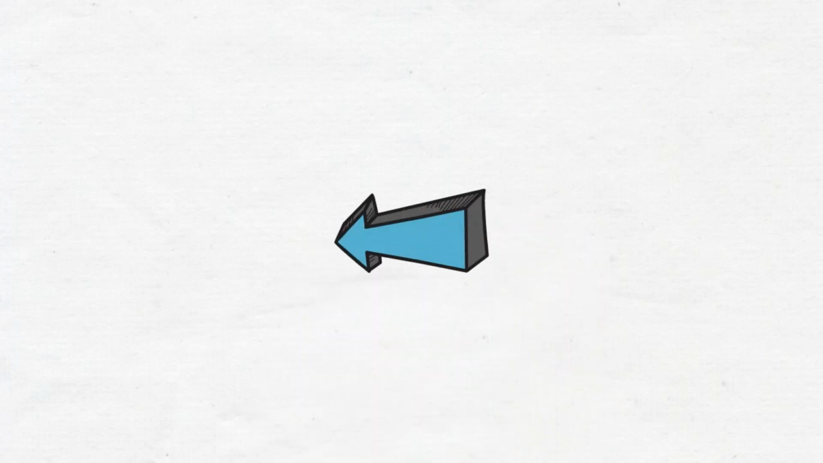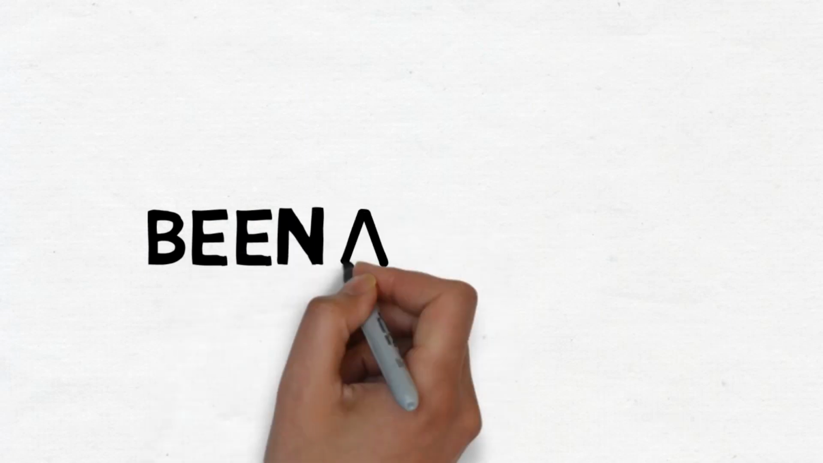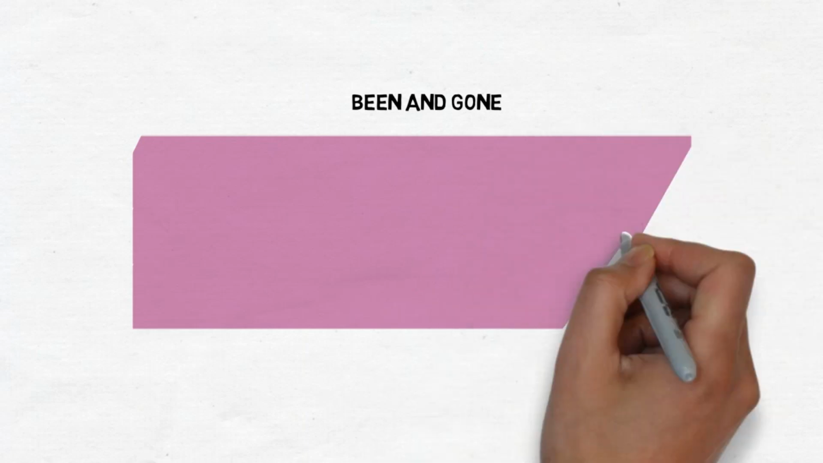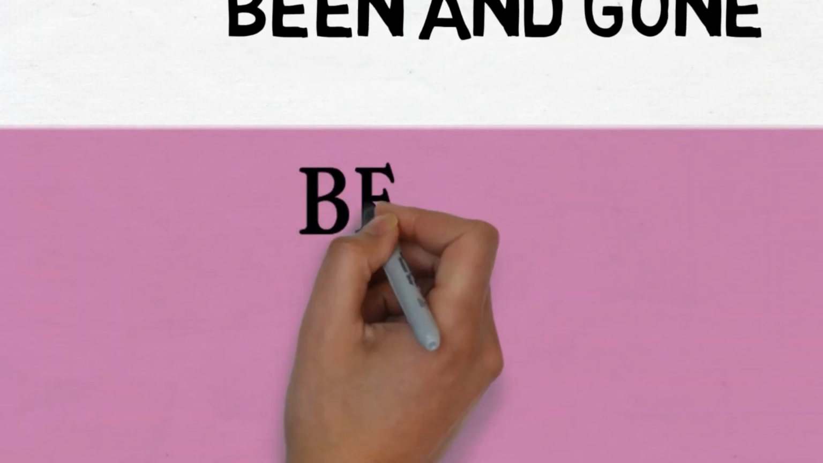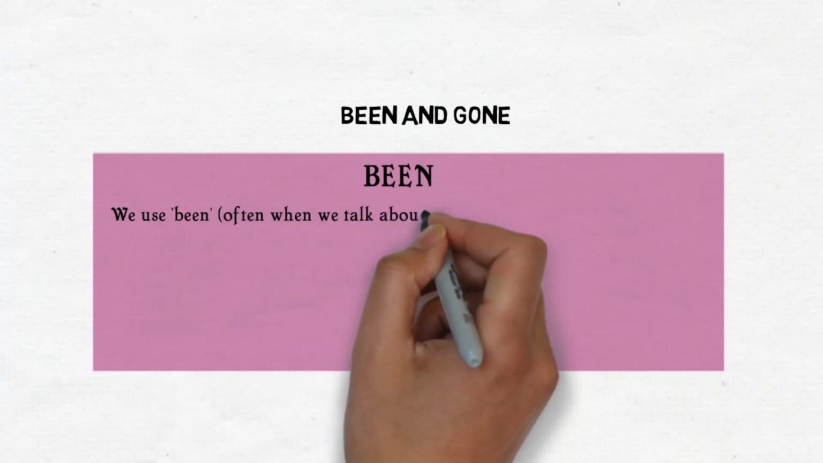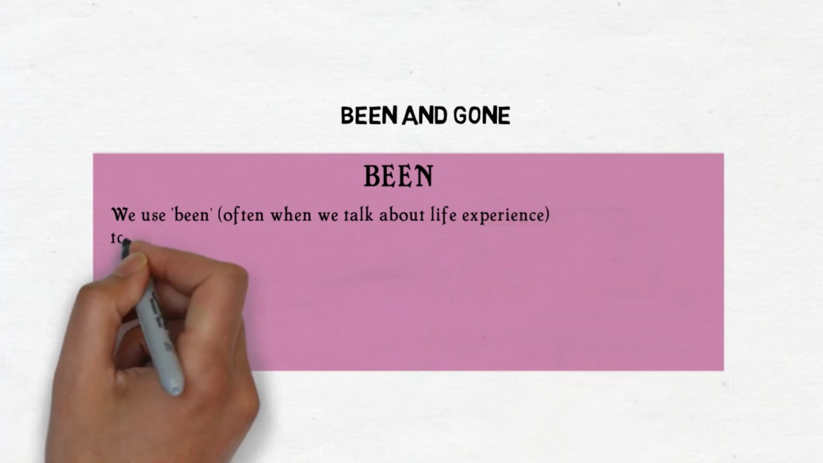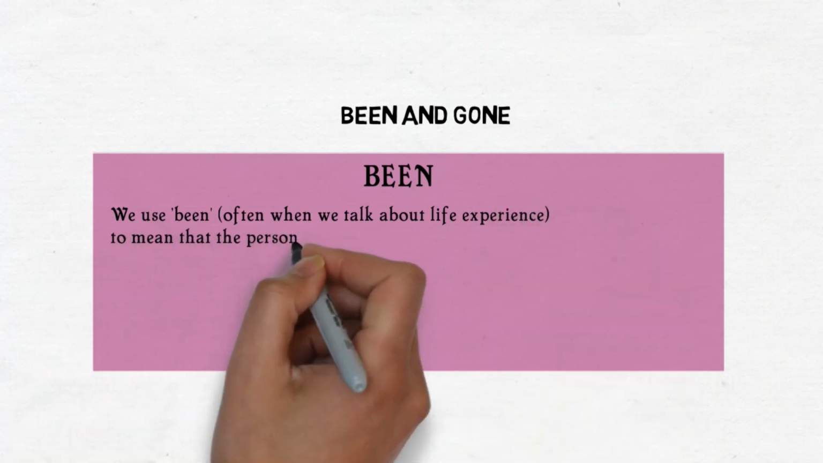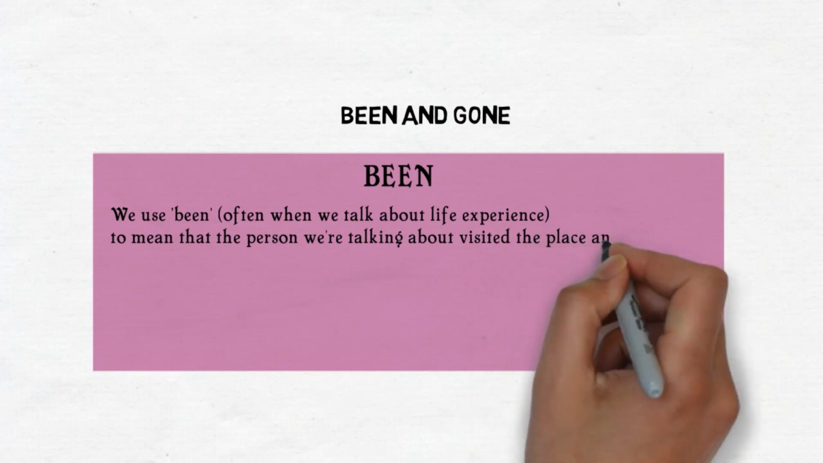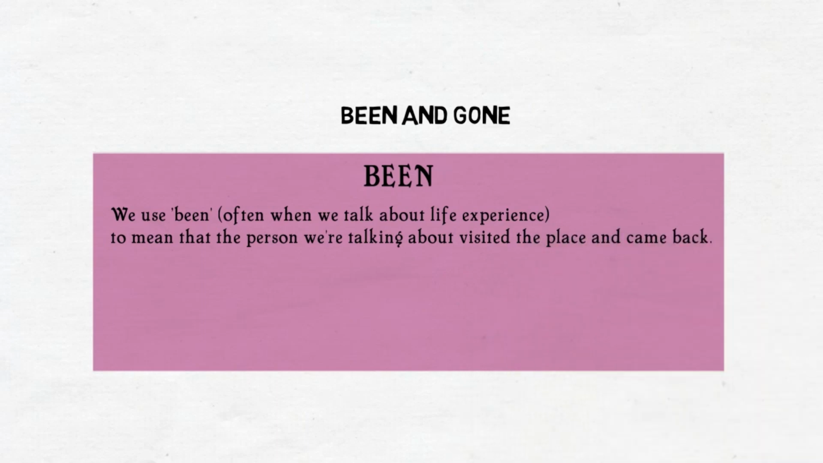Let's move to the last part. That is the differences between been and gone. In this tense, we use both been and gone as the past participle of go, but in slightly different circumstances. Okay, we're talking about been first. We use been often when we talk about life experience, to mean that the person being talked about has visited the place and come back. Notice the preposition to.